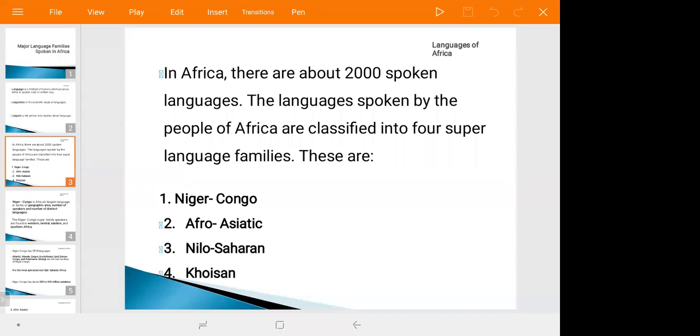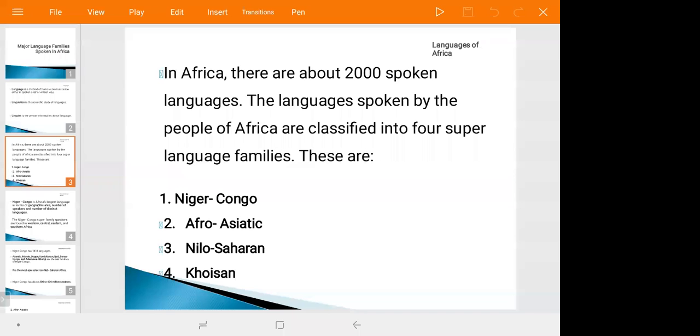When we come to the languages of Africa, in Africa, we have about 2,000 spoken languages. The languages spoken by the people of Africa are about this 2,000. Oh, don't forget, only 20% of these African languages have a written form. 80% of them have no written form. They are only in spoken form.